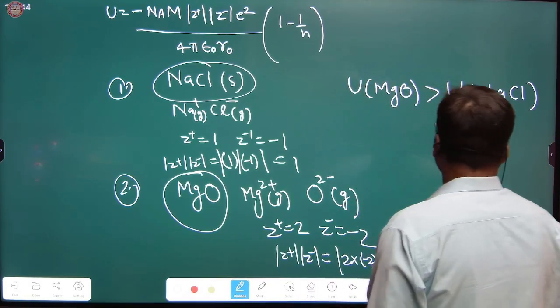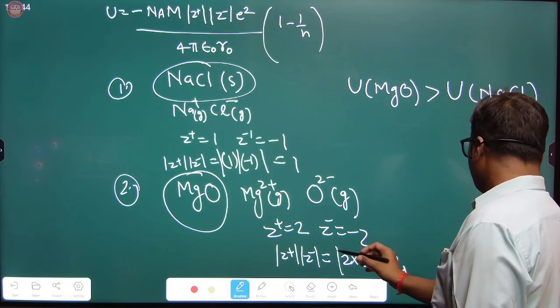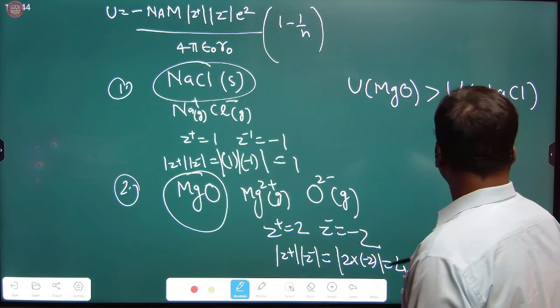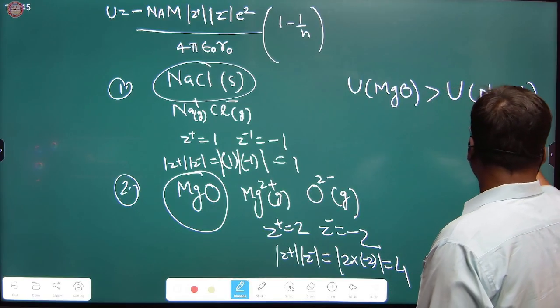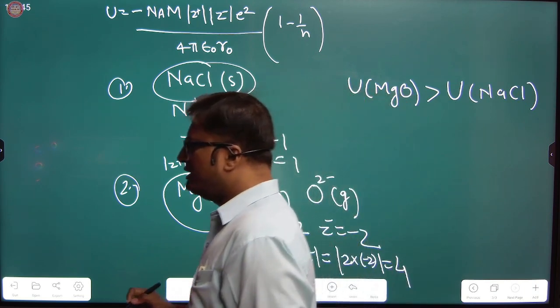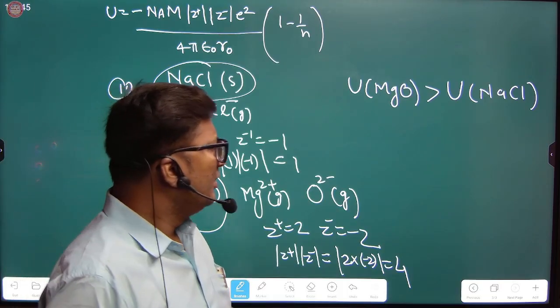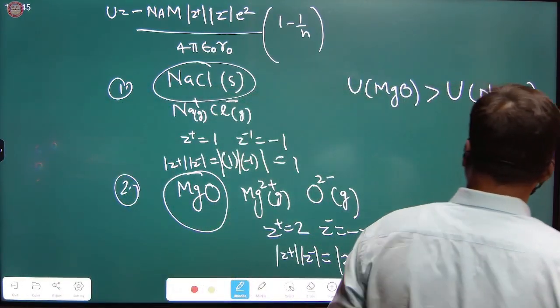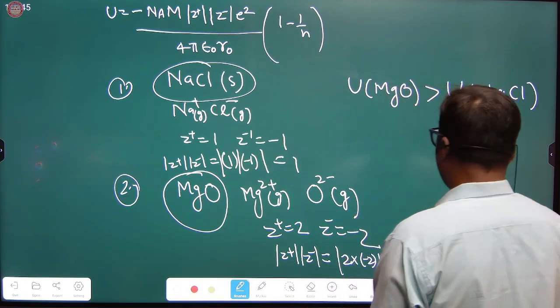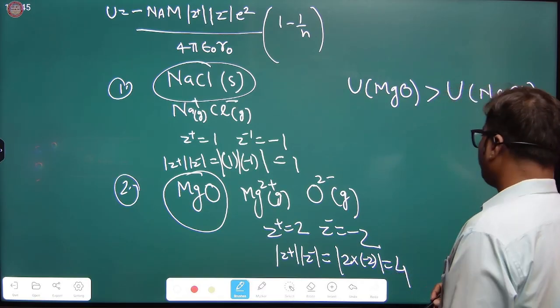Because in case of MgO solid, the product of charges is 4 times that of the product of charges on sodium chloride. So in this way you can easily explain it: if the number of charges is high, then the lattice energy of the ionic solids will be high.